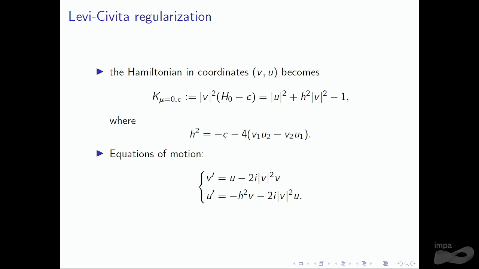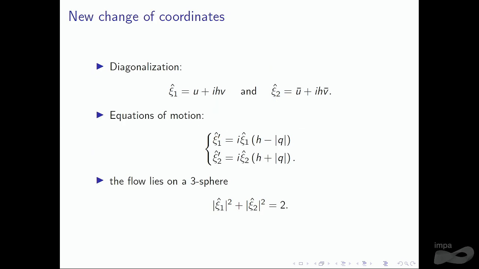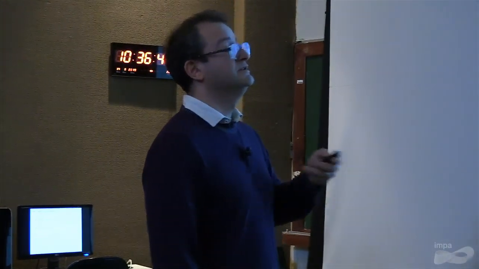So how do we do this? Now we are in coordinates u and v. This system is integrable. And now we make what is called the diagonalization of these coordinates. We define these new coordinates, xi1 hat, xi2 hat, which has this form here. There is this wave here, the h, which is crucial. And this change of coordinates is not symplectic anymore. So we cannot just take the Hamiltonian in these new coordinates to study the flow.